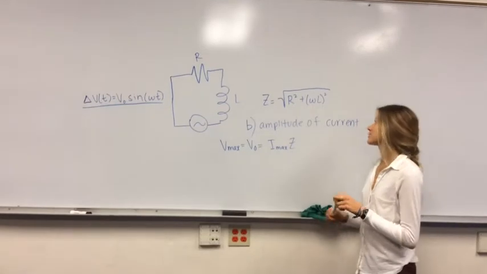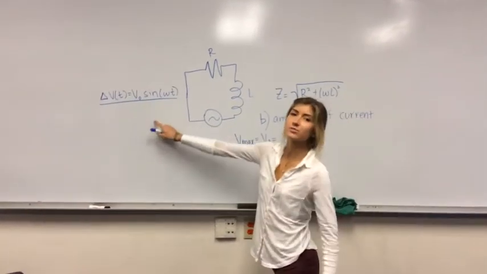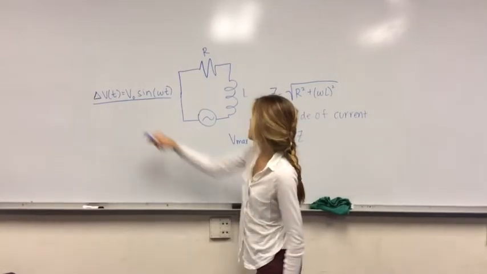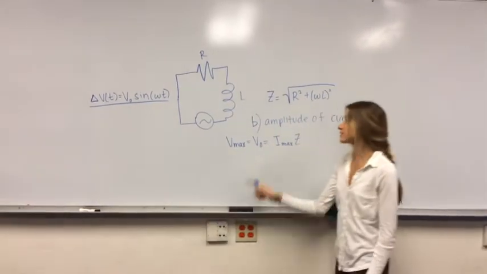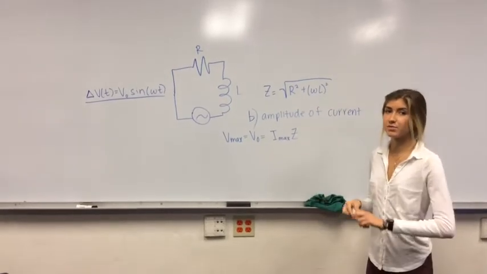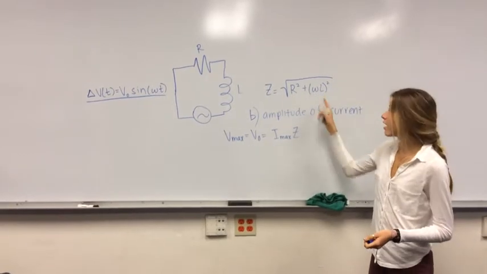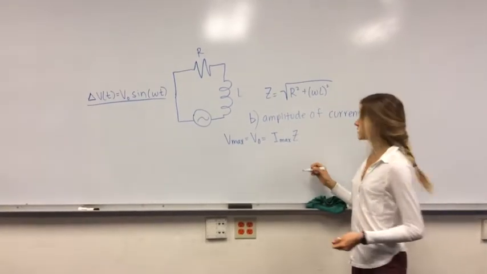Alright, so for part B, we're trying to find the amplitude of the current. From our given function, we know that the amplitude V max is equal to V naught. So here we have that V naught equals I max times the impedance. To find the amplitude of the current, we would just plug in our impedance for Z.